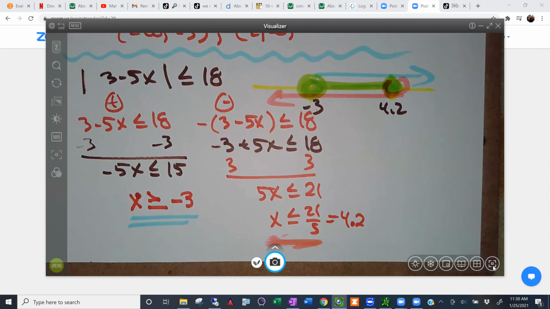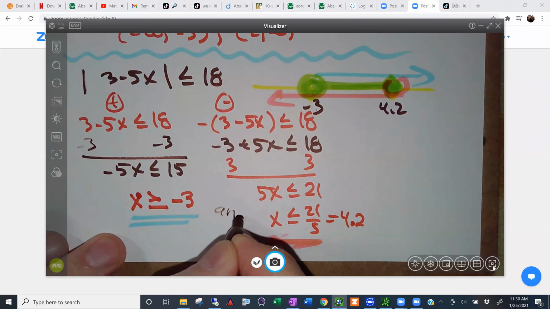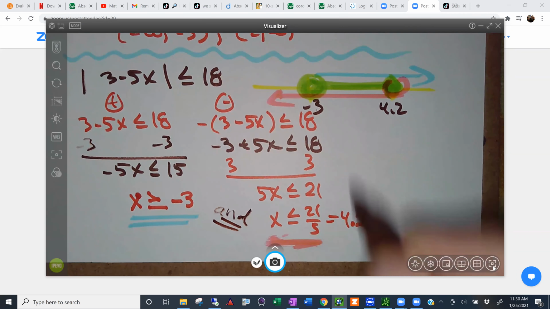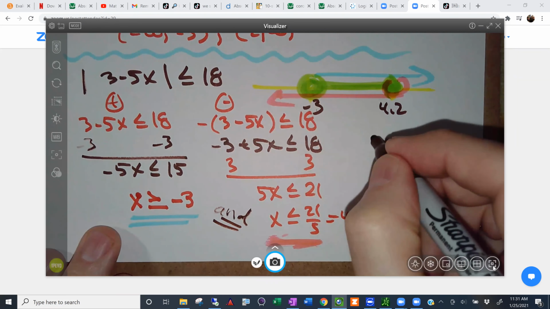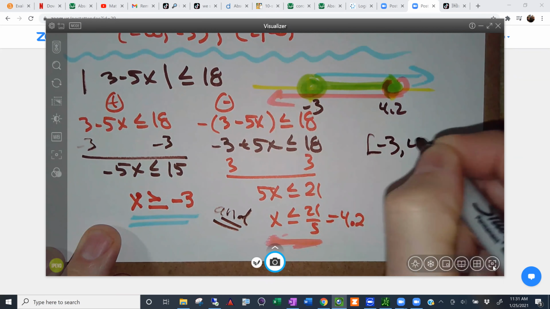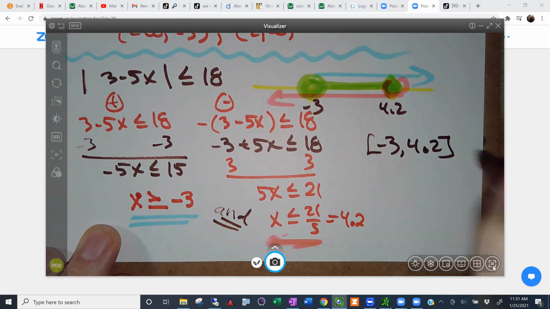And the difference between the absolute value greater than case and this one is that you've got an "and" here. You're looking for where they overlap, and that's just that little section in the middle. So in interval notation, it'd be -3 to 4.2. Yay.